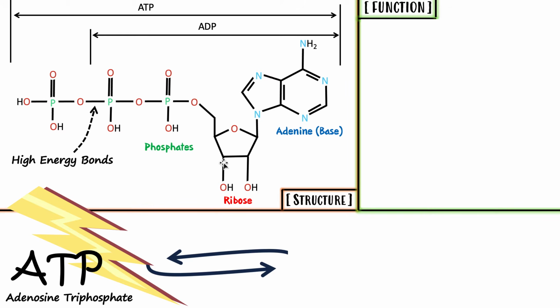And then we got the sugar, the ribose sugar here. And then instead of one phosphate, like in DNA, we actually have now three phosphates, okay? Three phosphates. So that's where the name comes from if we look at the name. ATP is adenosine triphosphate. Adenosine triphosphate, okay?